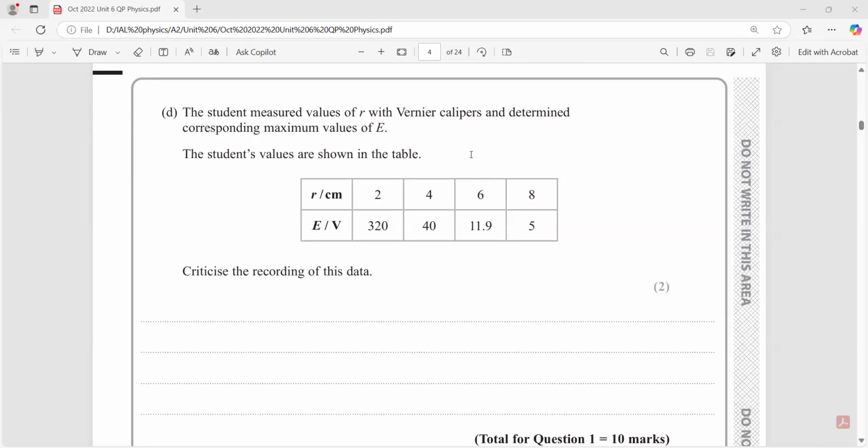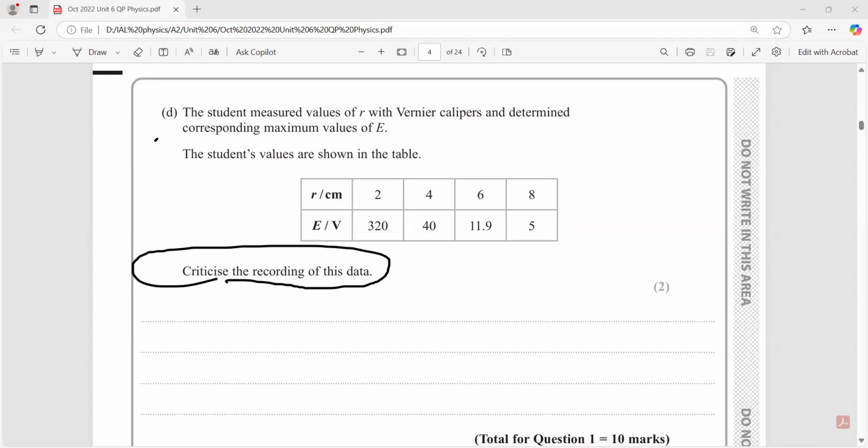The student measured the value R using a vernier caliper and determined the corresponding maximum. The student's values are shown: 2, 4, 6, 8, 320, 40, 11.9, and 5. Criticize the recording of this data. The student recorded this data. How will you criticize this result?